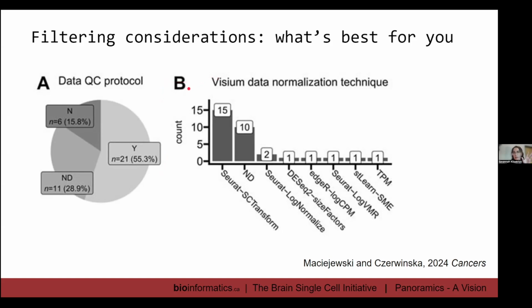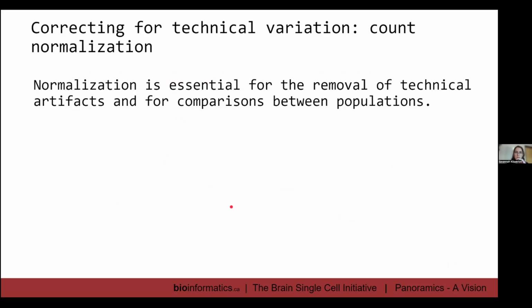On the right, it's from the same paper. It's looking at the reported normalization strategies for your data set, with the SCTransform package from the Satija team coming in at number one, but I'll touch on that in a second.